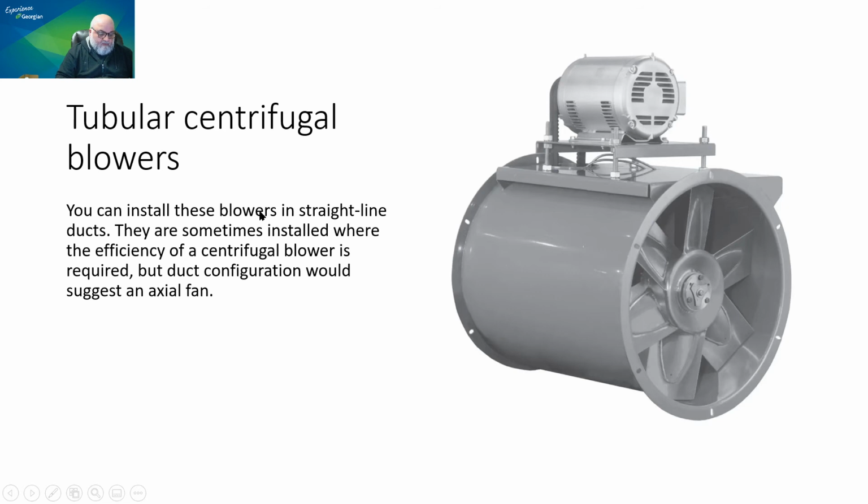You can install these blowers in straight line ducts. I have seen these in underground garages. One example I know is if you go to watch Leafs games downtown Toronto, you're going to park in maybe 5 stories underground, and how are you going to ventilate the air that deep underground? You need something like this that is ducted all the way to the outside.